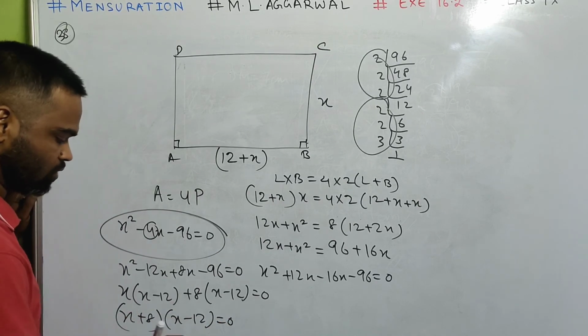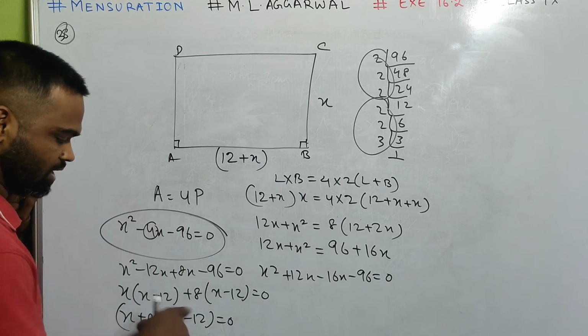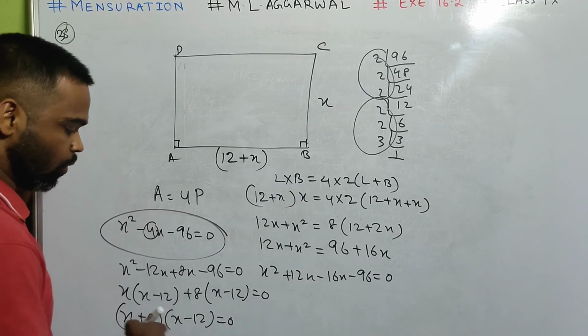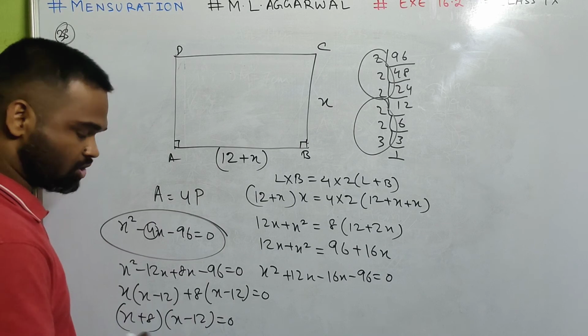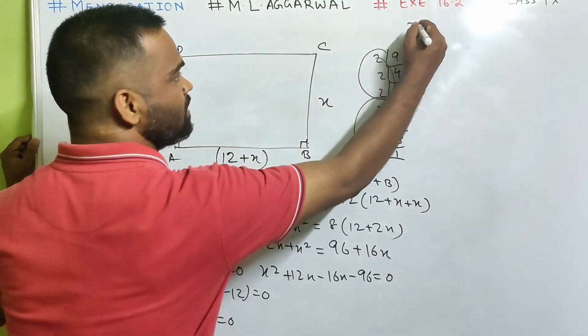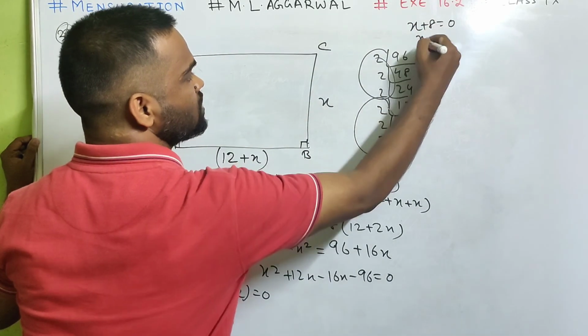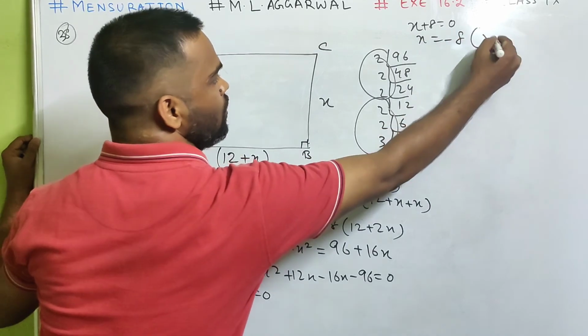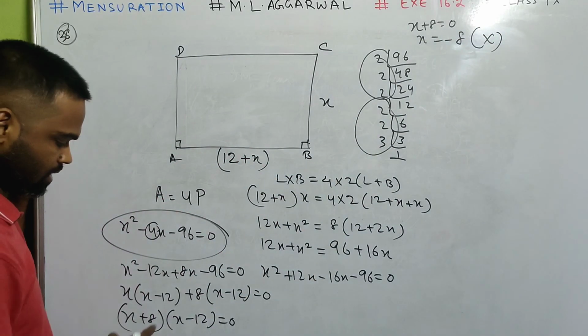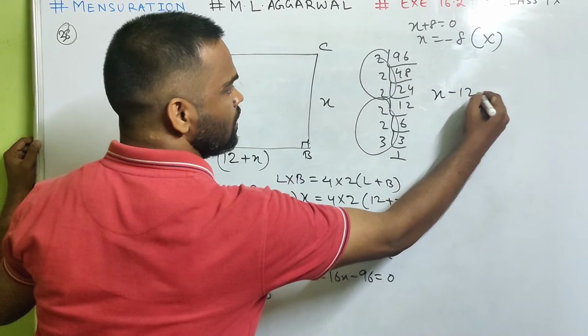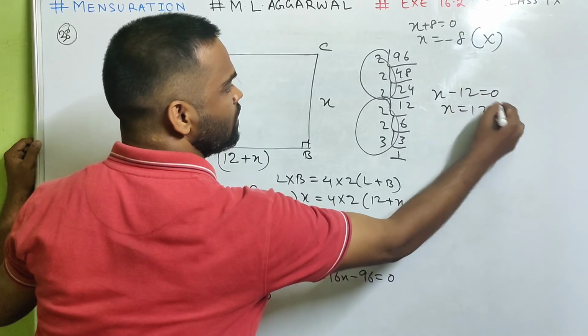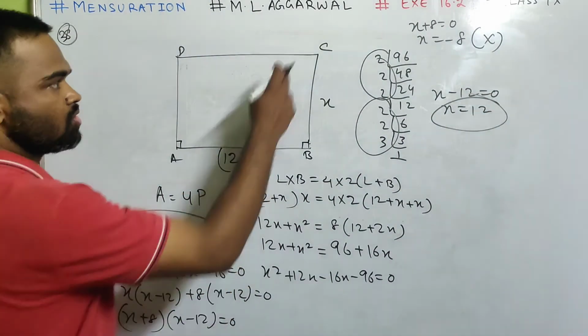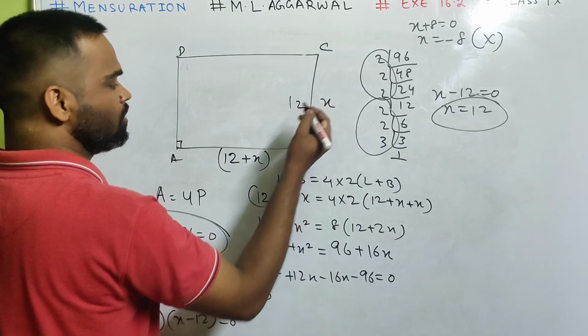If you take common x minus 12, what is left? x plus 8, x over here, 8 over here. Which means we can equate, by zero product rule, x plus 8 equals 0, which is x equals minus 8. Not possible. x minus 12 equals 0. So x is 12, which is possible. So the breadth is 12 unit.